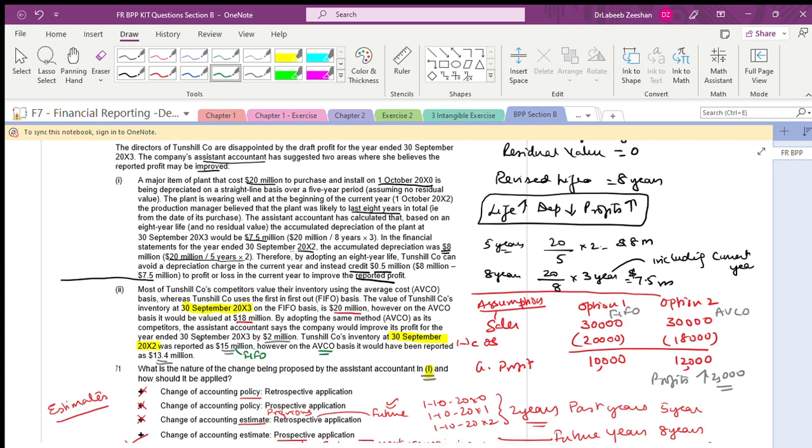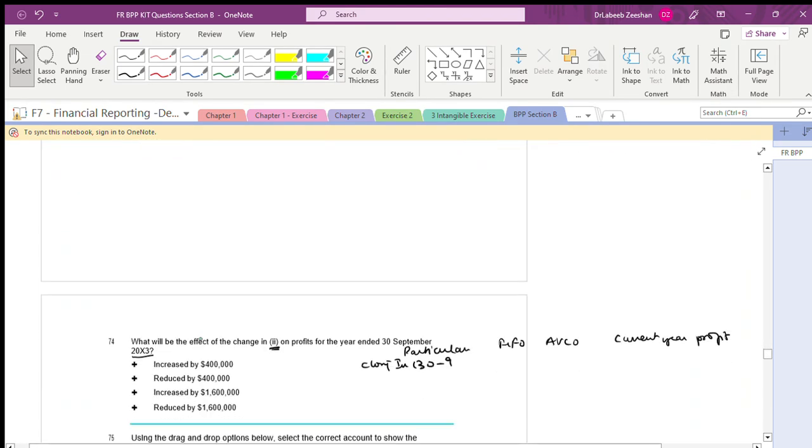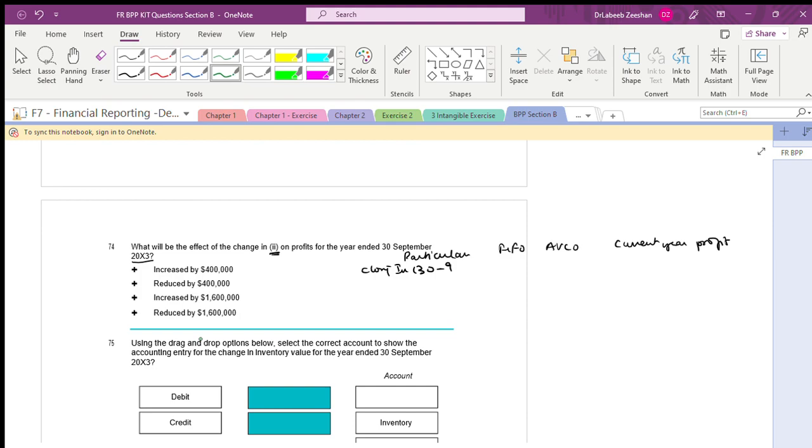Here FIFO is 20 million, average cost is 18 million. For 2002, FIFO is 15 million and average cost is 13.4. The inventory value is decreasing. The difference is 1.6, in millions.